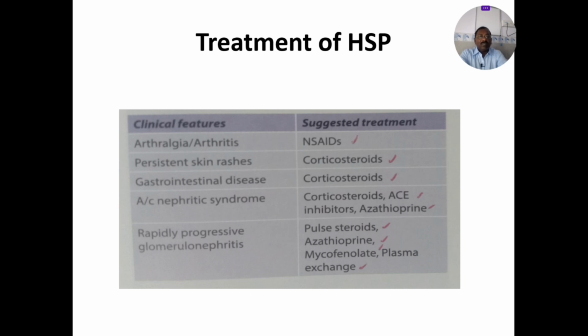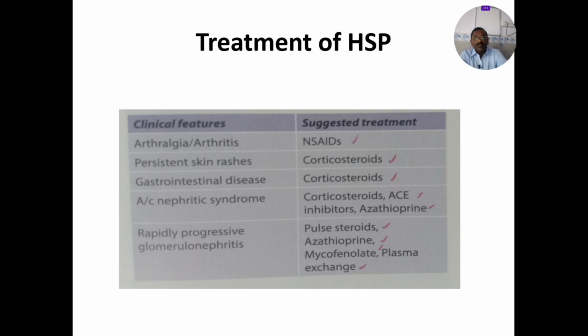Gastrointestinal disease, again the steroids. Nephrotic syndrome, steroids, ACE inhibitors, and immunosuppressive drugs like azathioprine, maybe 1 to 2 milligrams per kg body weight. Rapidly progressive glomerulonephritis, you have to go for the pulse steroids. That means your methylprednisolone, maybe you can use 500 milligrams to 1 gram per day for about 3 to 5 days. That is the methylprednisolone.